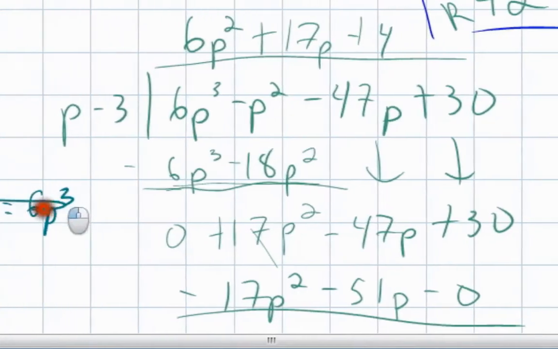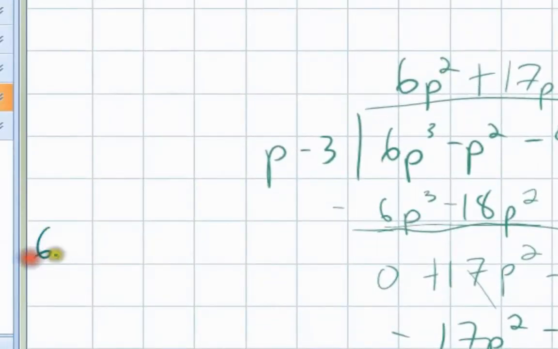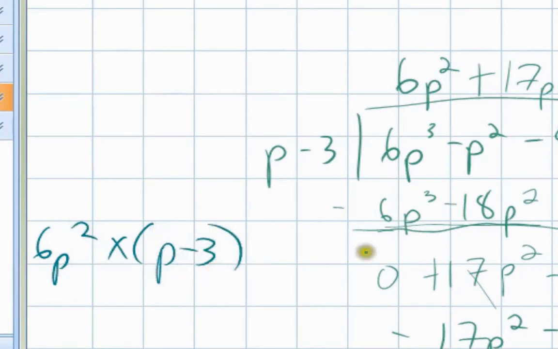So the next step to do after that is I write it up here, and then I say, what is 6p squared times the quantity p minus 3? And then that's how I ended up with this part. I had this part will be 6p cubed, and then this will be negative 18p squared. So that's what I did, and then I've subtracted these. So 6p cubed minus 6p cubed is 0. Negative p squared minus negative 18p squared is positive 17p squared.